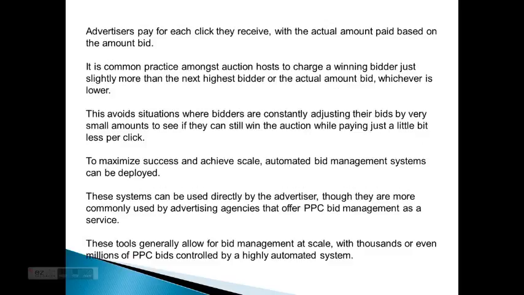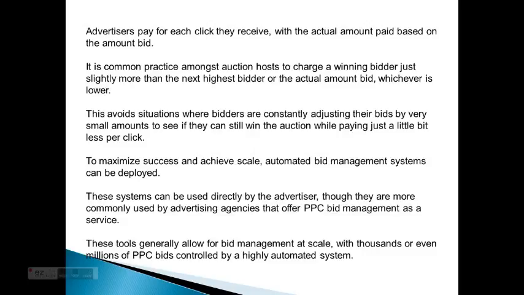Advertisers pay for each click they receive, with the actual amount based on the amount bid. It's common practice amongst auction hosts to charge a winning bidder just slightly more than the next highest bidder or the actual amount bid, whichever is lower. This avoids situations where bidders are constantly adjusting their bids by very small amounts to see if they can still win the auction while paying just a little bit less per click.